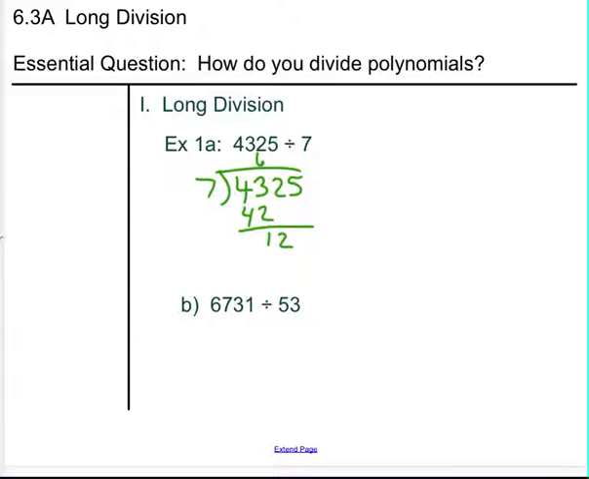Bring down the 2. 7 goes into 12 once, multiply, subtract, bring down the 5, and 7 goes into 55 7 times. 7 times 7 is 49. When we subtract, we get 6. Back in elementary school, we would say remainder 6. But after we learned how to work with fractions, we would say the answer is 617 and 6/7.